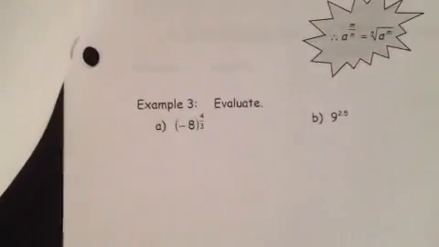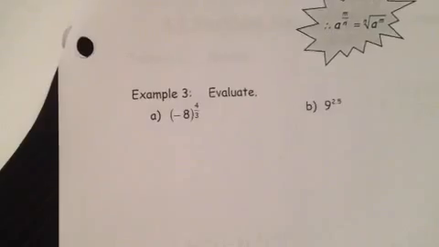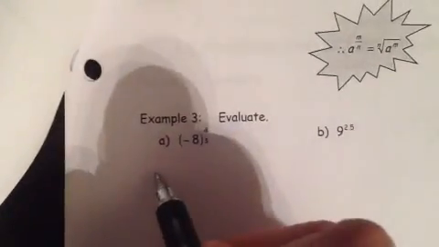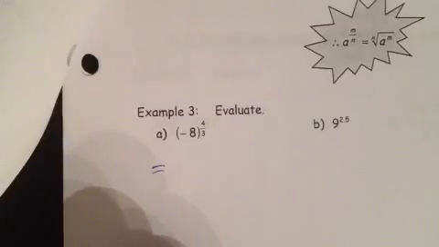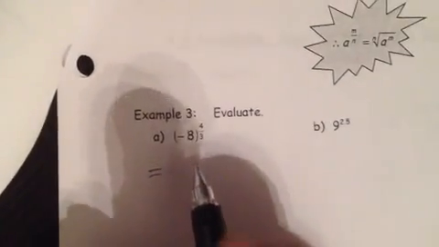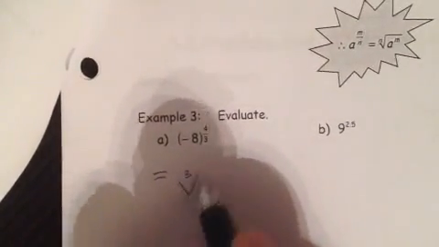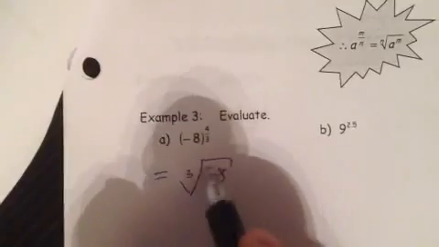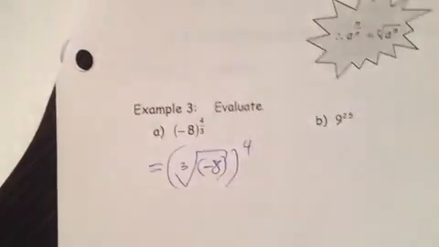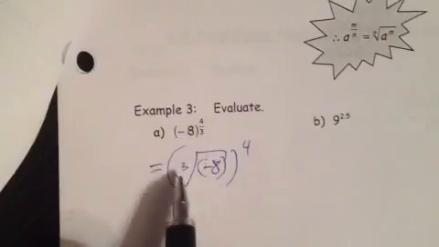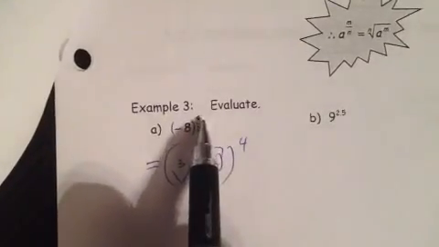It says evaluate this. This is negative 8 to the power of 4/3. So I'm going to stick to what I originally did, and I'm going to take care of the third first. So this is the exact same as the third root of negative 8 all to the power of 4. Because the third means the third root, and it's still all to the power of 4.